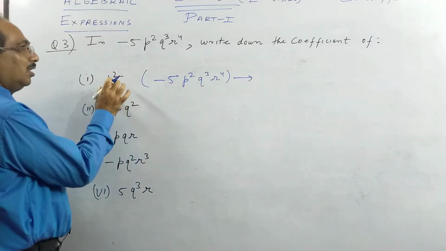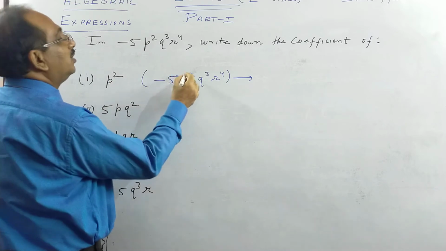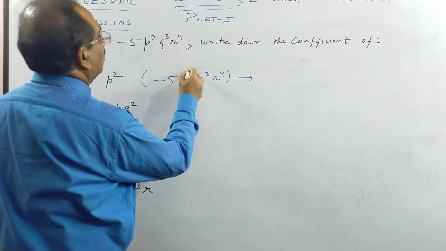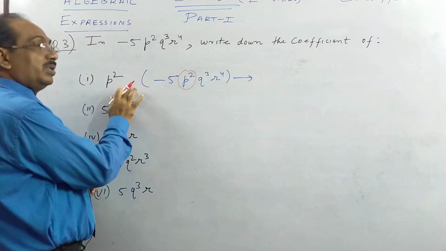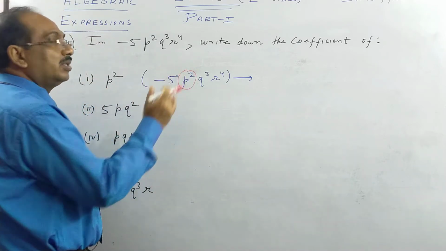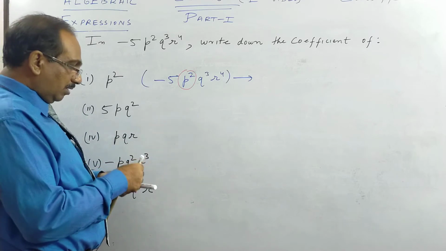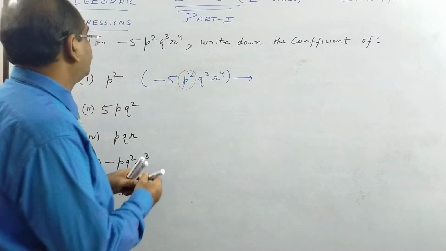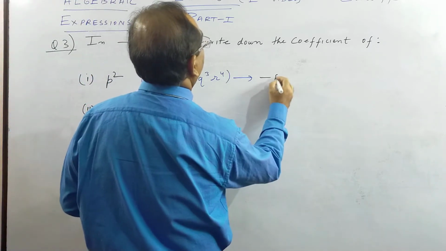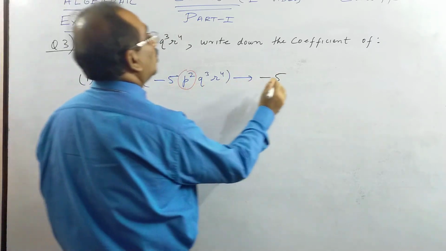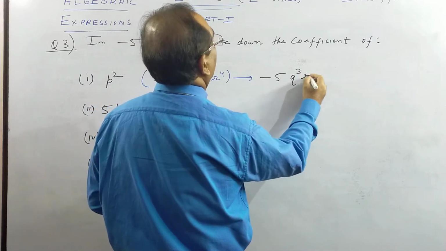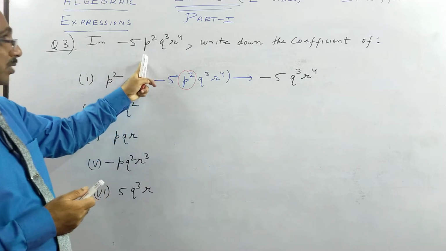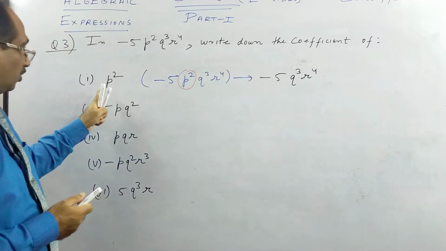So here, coefficient of p square means you leave this, so I can use the red color marker. Coefficient of p square, children, means leave the p square. What is the remaining thing? If you see, the remaining thing is minus 5 q cube and r to the power 4. Once more, in the given expression monomial, write down the coefficient of p square.